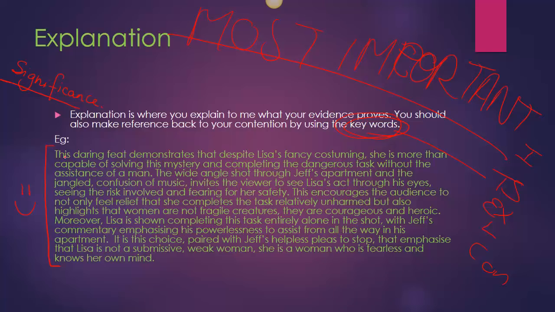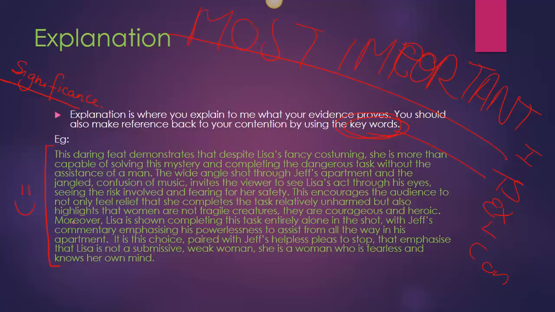This daring feat demonstrates that despite Lisa's fancy costuming, she is more than capable of solving this mystery and completing this dangerous task without the assistance of a man. The wide-angle shot through Jeff's apartment and the jangled, confused music invite the viewer to see Lisa's act through his eyes, seeing the risk involved and fearing for her safety. This encourages the audience to not only feel relief that she completes the task relatively unharmed, but also highlights that women are not fragile creatures. They are courageous and heroic.